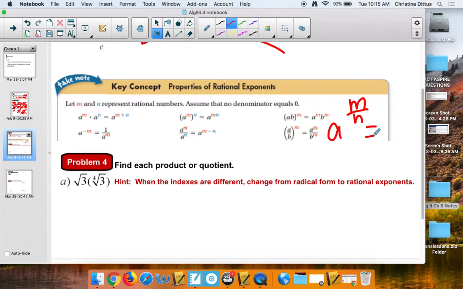And what that becomes, n is our index to the radical of a to the m power. That's kind of what we just talked about. Okay, questions on any of our exponent rules or properties? I think they kind of should look familiar.